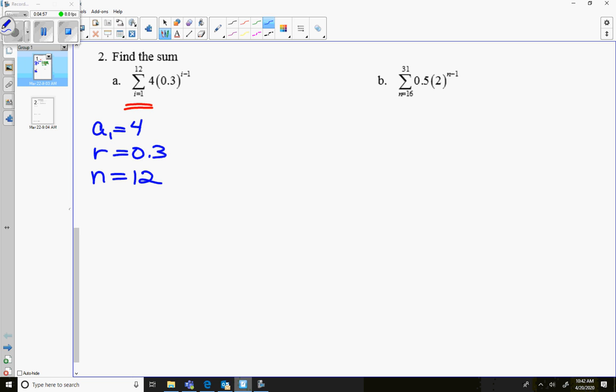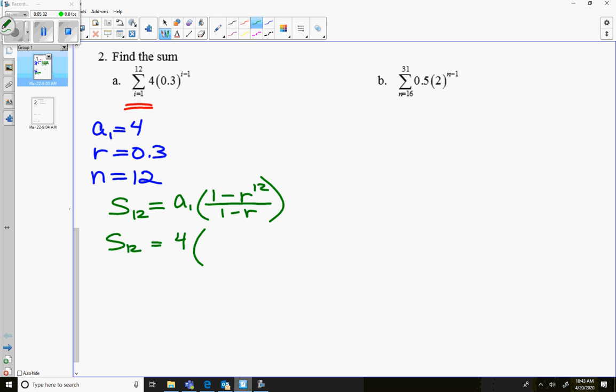And once again, now just use your formula. So the sum of the first 12 terms will be 4. I probably should be writing the formula. Let's go ahead and write the formula first. A1 times 1 minus r, now since it is the 12th, I'll put 12 there, all over 1 minus r. That's basically what we are doing. So that first term in this case is 4. 1 minus 0.3 to the 12th power.